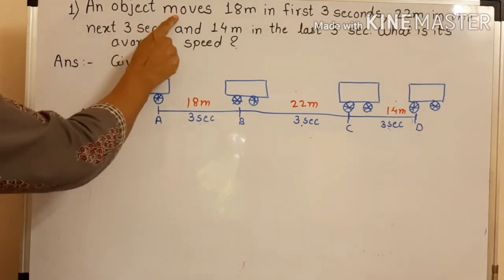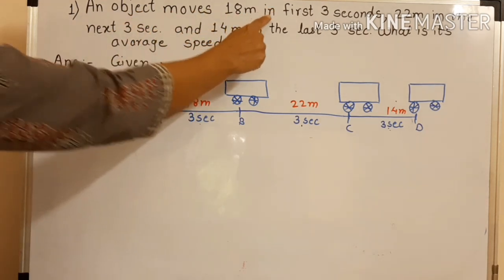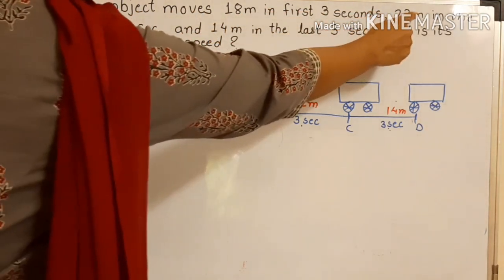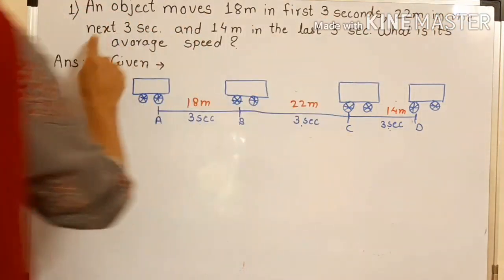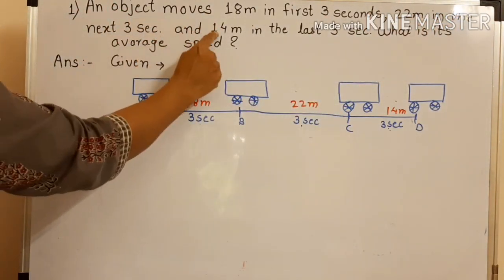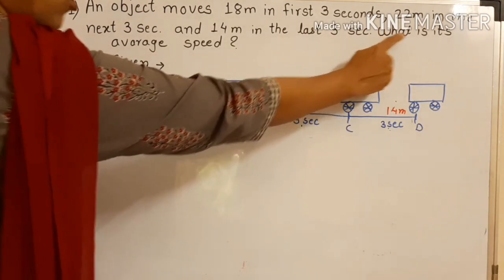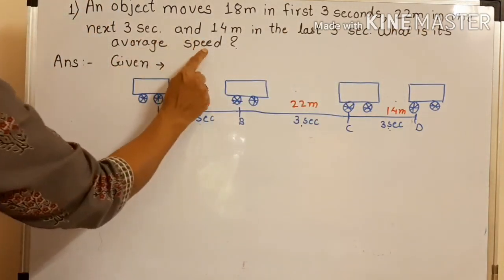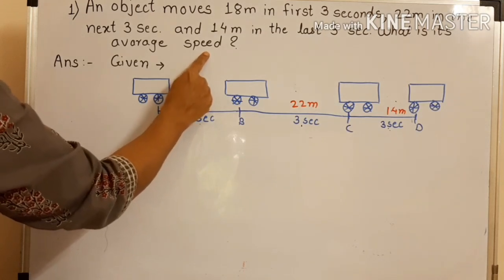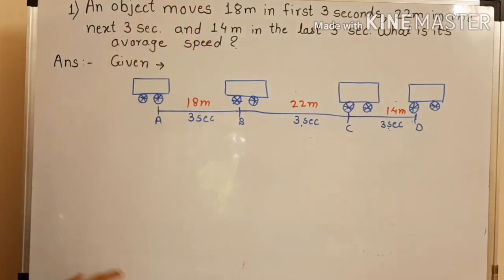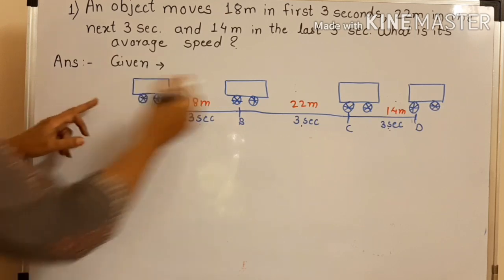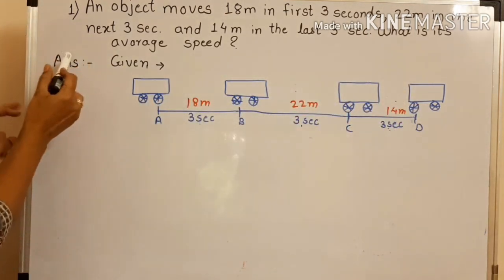An object moves 18 meters in the first 3 seconds, 22 meters in the next 3 seconds and 14 meters in the last 3 seconds. What is its average speed? So, what is given in this problem that I write first? Now, this is a diagram related to this problem.